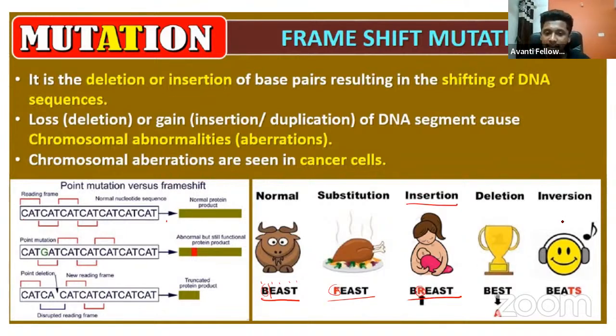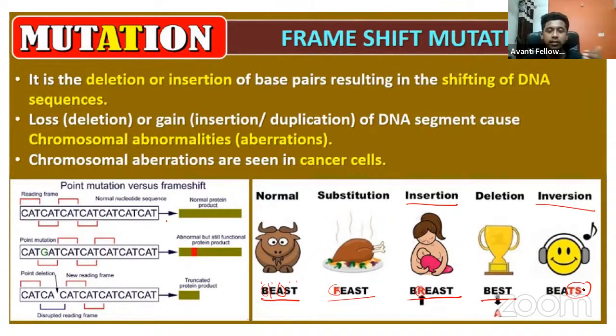So now if I delete some sequences, what are the deletions? If I delete A out of BEAST, it will become BEST. Now, if I invert a sequence, BEAST was there, instead of ST, I'll make it TS. So now you can see that the entire reading frame has been affected, isn't it?